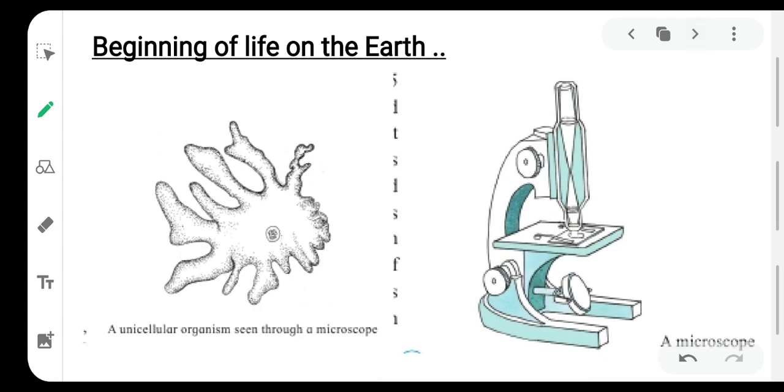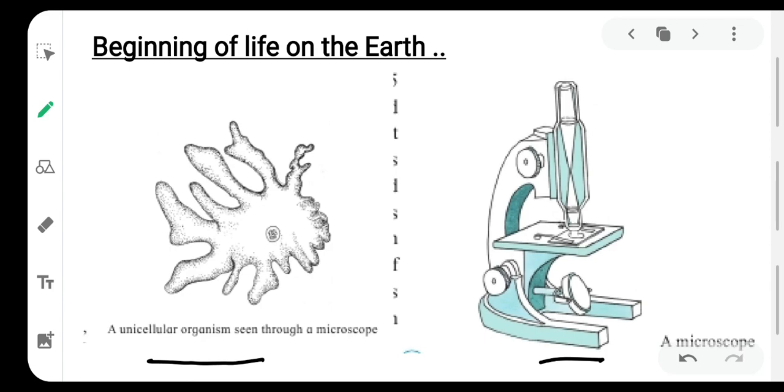Now comes the beginning of life on the Earth. How life began on the Earth, we will see in this topic. The pictures are in front of you. One is of a unicellular organism seen through a microscope, and this is a microscope. Students, we have studied the planets. We know the names of the planets also. And we also know this, that the Earth is the only planet where life is known to exist. Earth has life on it.